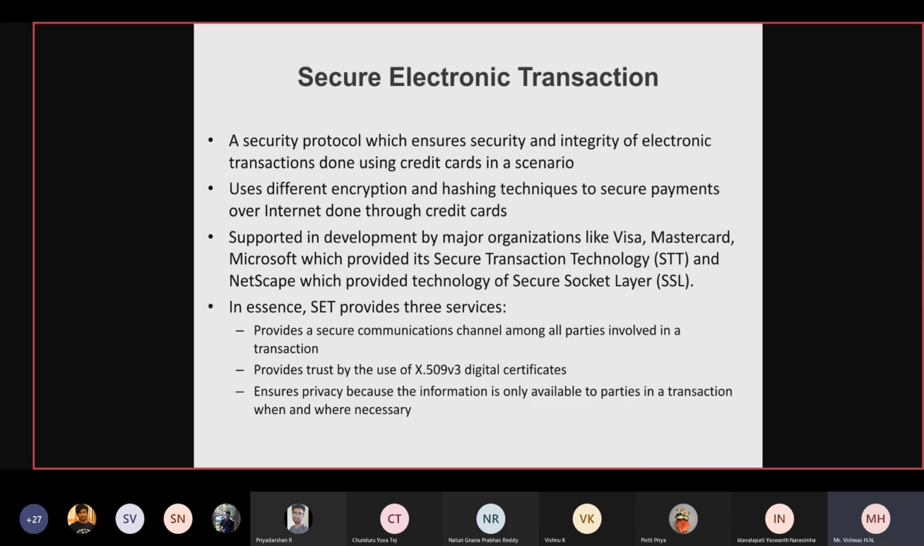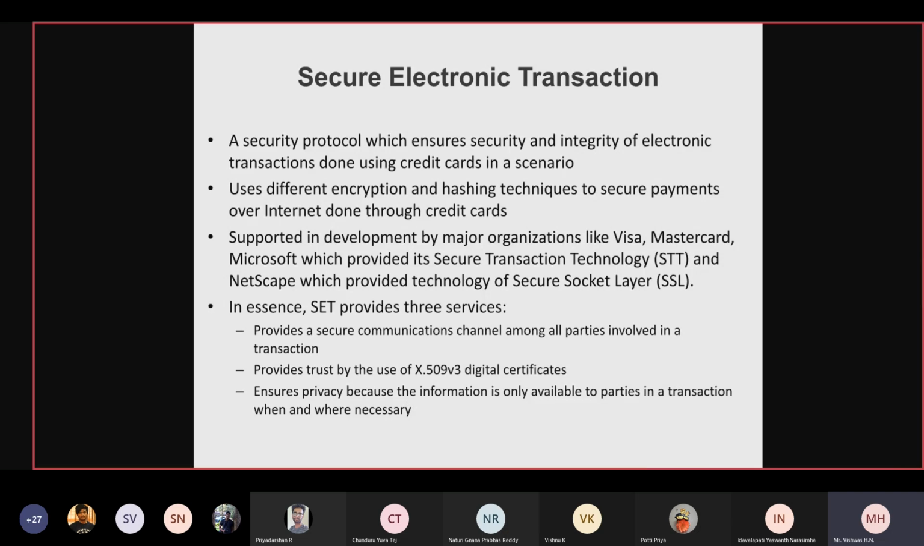Okay. Supported in development by major organizations like Visa, MasterCard, because whatever credit cards we have, most of our credit cards are stamped by Visa and MasterCard. Microsoft, which provides its secure transaction technology, that is STT, and Netscape, which provides the technology of secure socket layer, SSL. So in essence, SET provides three services.